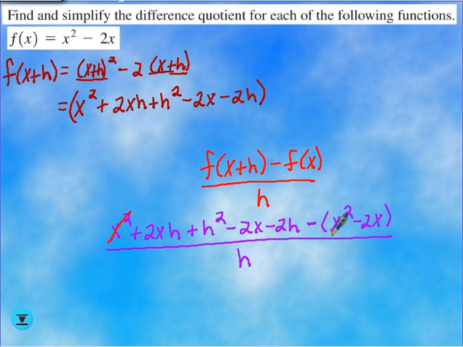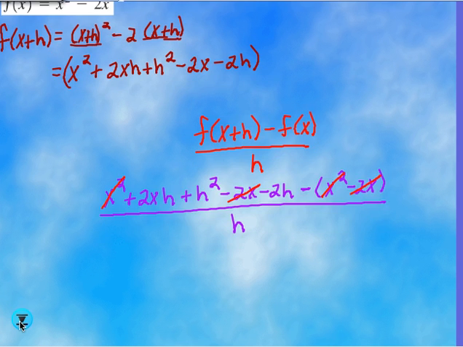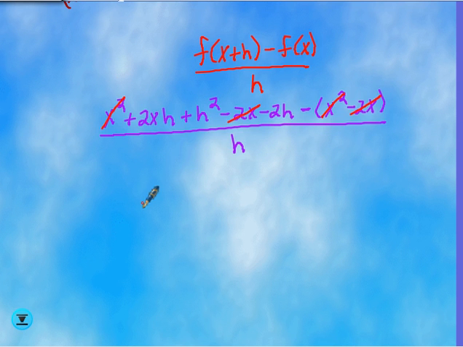X squared minus x squared. Negative 2x minus negative 2x. Leaves you with 2xh plus h squared minus 2h.